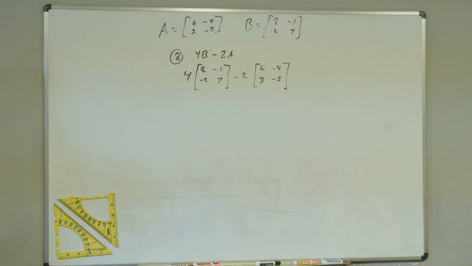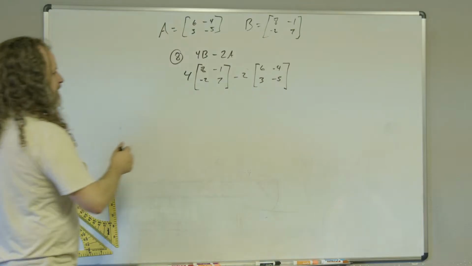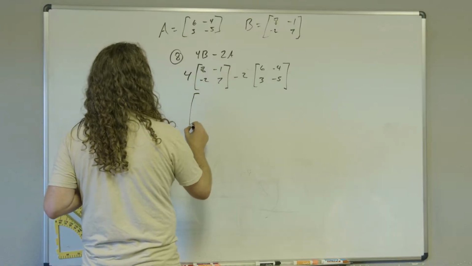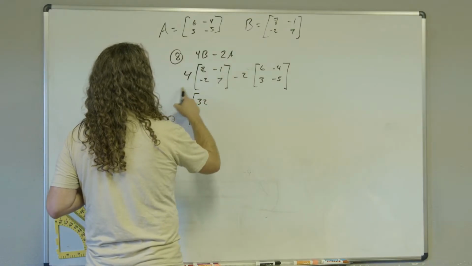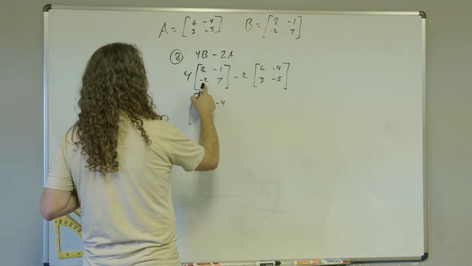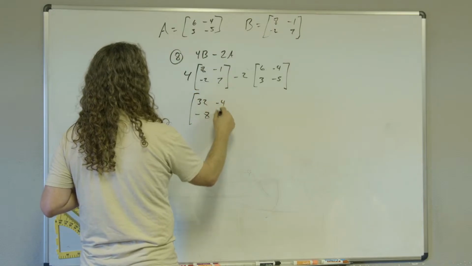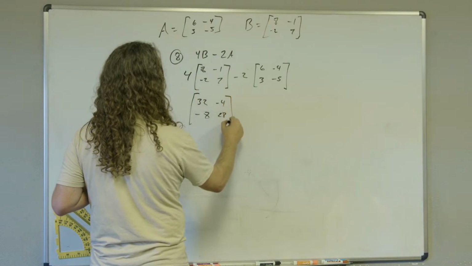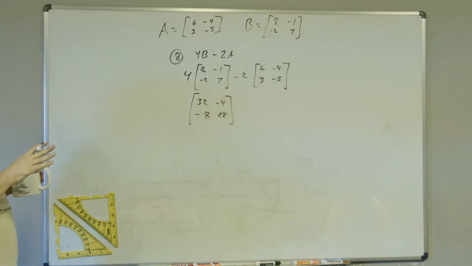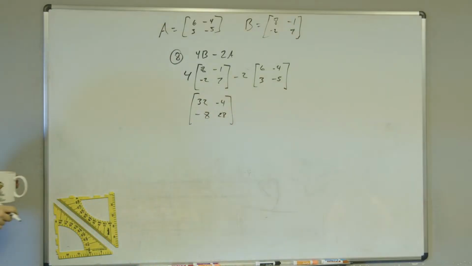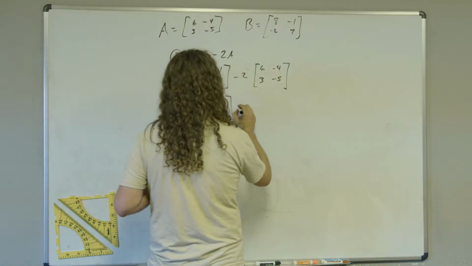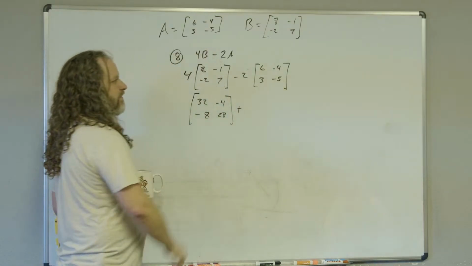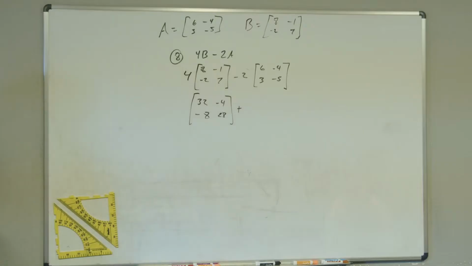It's kind of like distributing, but yeah, you have to deal with the scalars. So what's 4 times 8? 32. 4 times -1 is -4. 4 times -2 is -8. 4 times 7 is 28. Go ahead and distribute that -2. Watch those signs. If you distribute -2, this is going to turn into a plus, which could be another place you could get tricksy.